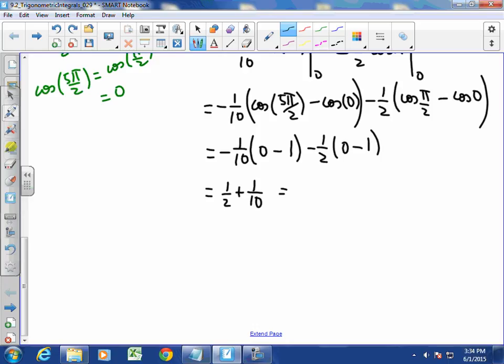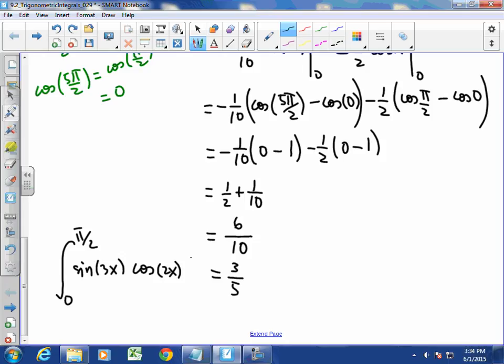And multiplying by 10, that means 11 over 20. Oh, sorry. That's wrong, isn't it? So reducing to a common denominator, multiply by 5, so it will be 6 over 10. And that means 3 over 5. So the integral from 0 to pi over 2 of sine of 3x cosine of 2x dx is 3 over 5. That is final.